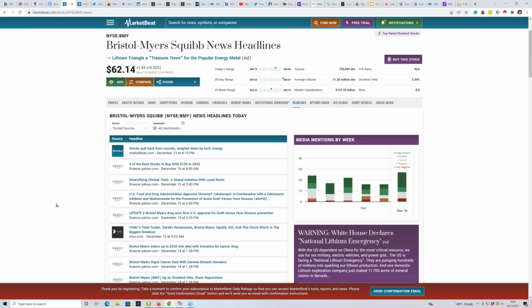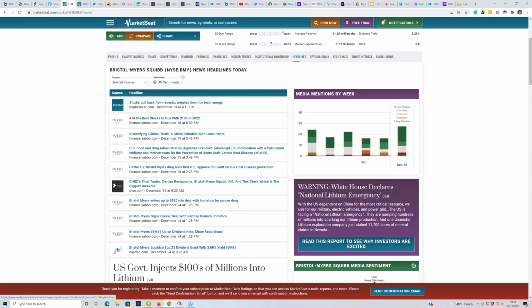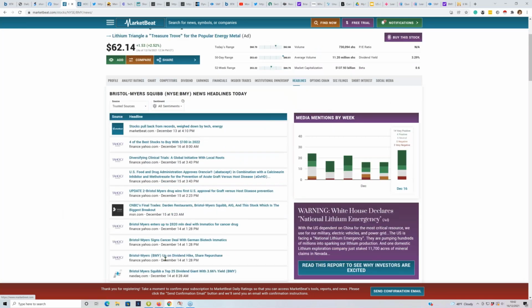What have they done? They've gone into some mega 920 million deal for a cancer drug. They're in some hookup with a German biotech company. So their dividend is going up. So it's all looking positive. But look at the date of all this positive news. This is the 14th of December.